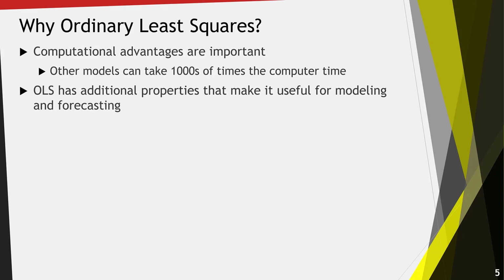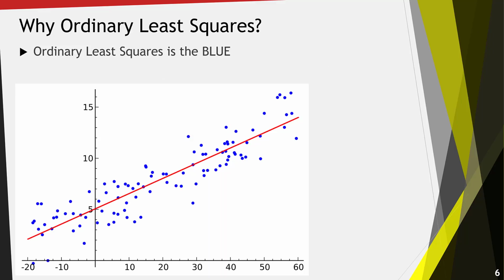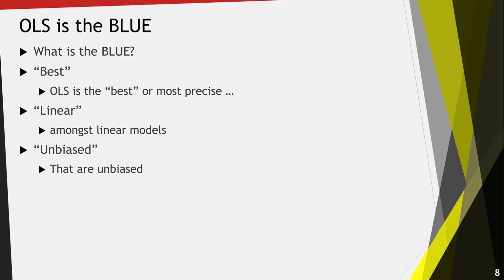These computational advantages are important. Other modeling tools can take thousands of times the computer time of OLS. OLS also has additional properties that make it very useful for modeling and forecasting. What are these properties? Ordinary least squares is the BLUE. What do I mean by this? It's the best linear, unbiased estimator. What do I mean by OLS being the BLUE? It's best in that OLS is the best or most precise predictive model amongst all linear models that are unbiased.